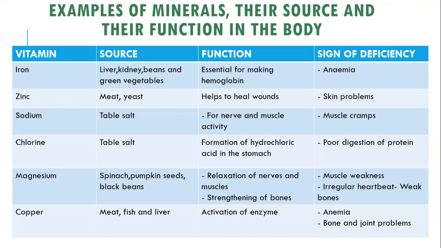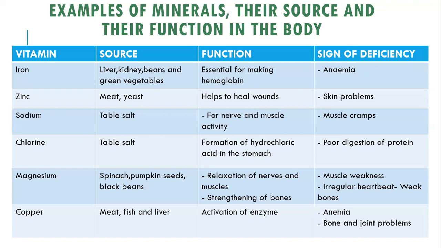The other mineral is chlorine. The source is also table salt, and the function is the formation of hydrochloric acid in the stomach. Lack of this leads to poor digestion of protein. The other mineral is magnesium. Sources are spinach, pumpkin seeds, and black beans. The function is that it helps in the relaxation of nerves and muscles, and it also strengthens the bones. The signs of deficiency include muscle weakness, irregular heartbeat, and weak bones.